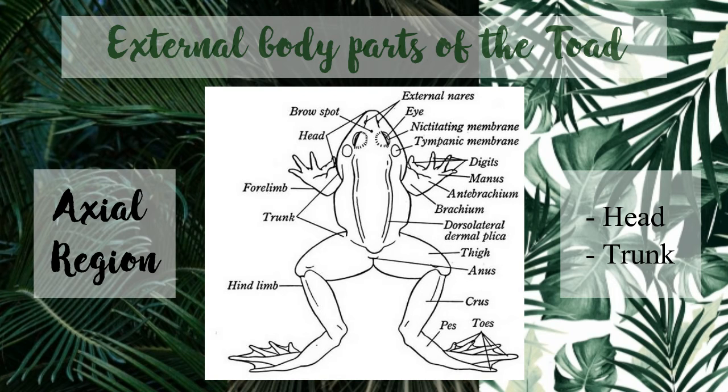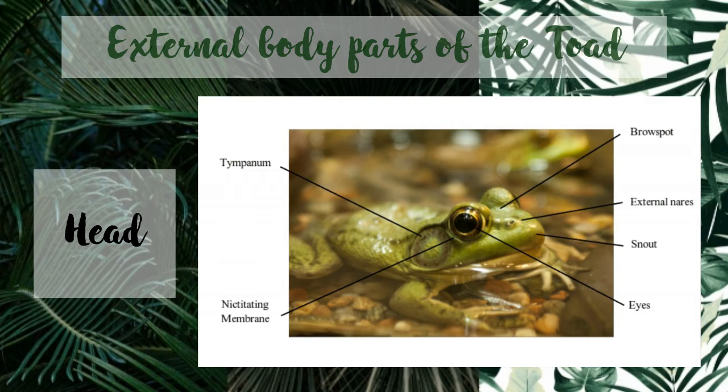Moving on to the external body parts of the toad. The animal's body is divided into two regions, the axial and the appendicular region. The axial region is composed of the head and the trunk. In the head of the axial region, you will see the snout, the external nares or the nostrils that function for breathing air, the eyes that are divided into the upper and lower eyelids, and the transparent covering called the nictitating membrane, which helps cleanse the eyes when the frog or toad travels underwater.